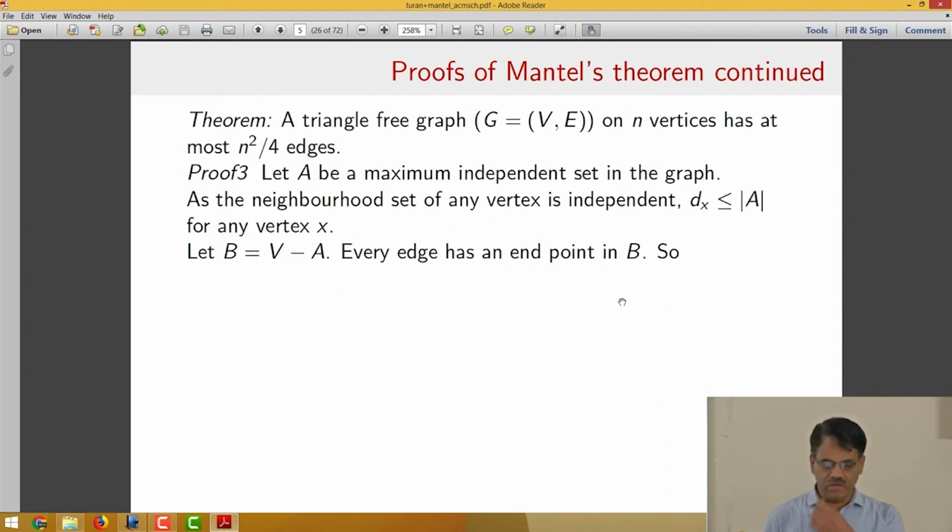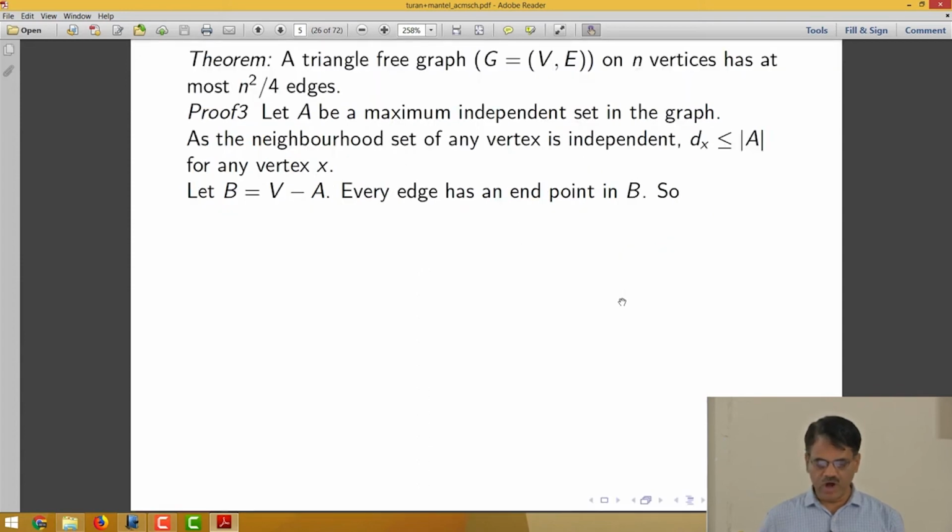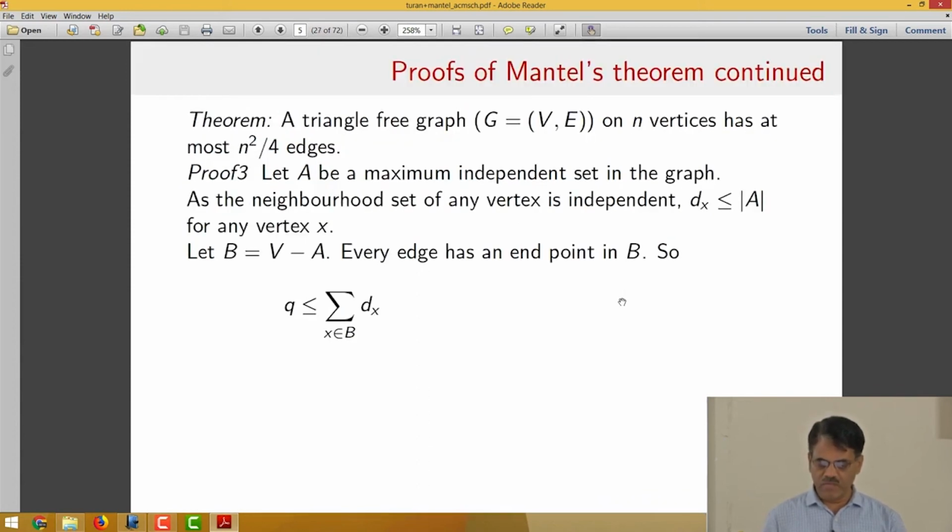Okay, so let B be equal to V minus A. Now, since A is independent, every edge should have at least one endpoint in B, right? Because you cannot have an edge inside A. Okay, so now I am going to count the number of edges slightly differently. If you sum the degrees of vertices of B alone, the number of edges is upper bounded by that. Why is it upper bounded? Why are they not equal?